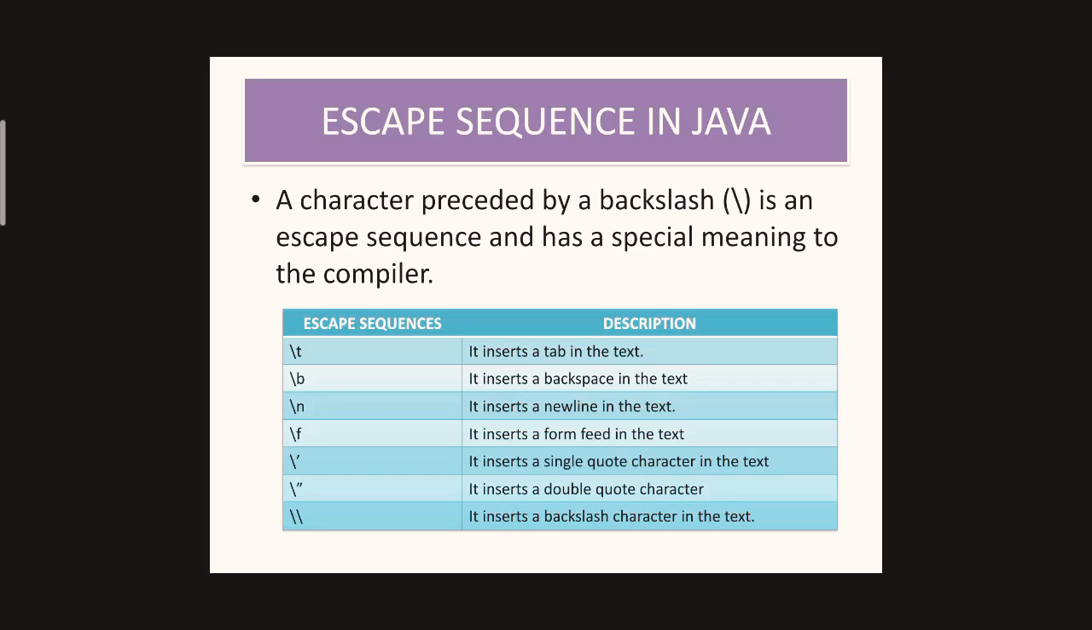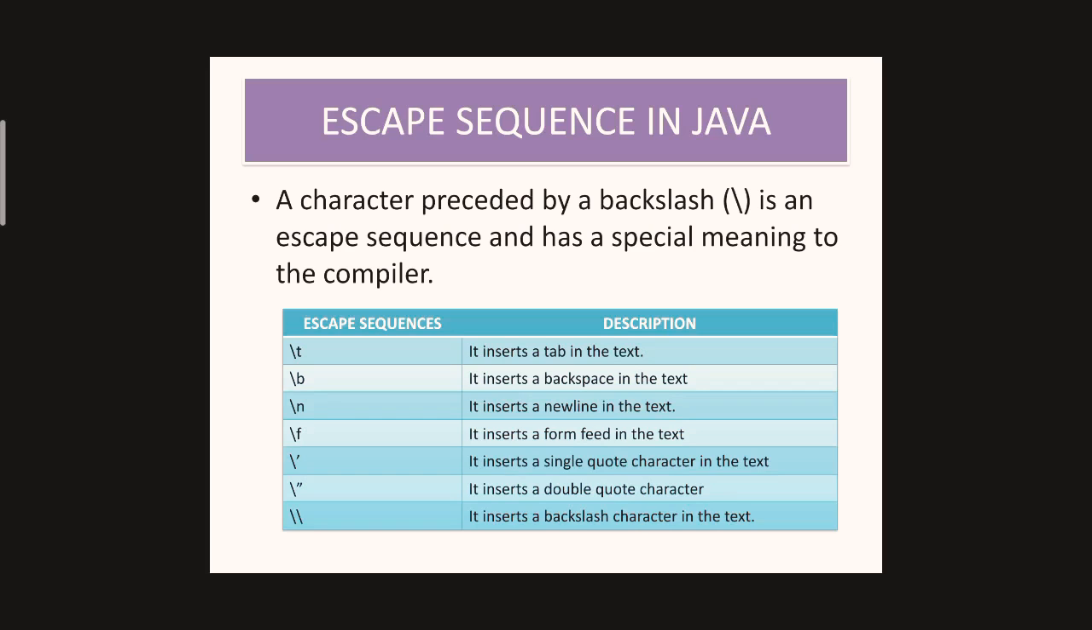First is \t. What does it do? It inserts a tab in the text, basically gives a space. You know the tab key on the keyboard, normally used for giving space. So for giving space you can use the \t escape sequence. Then there is another escape sequence, \b, which inserts a backspace in the text.